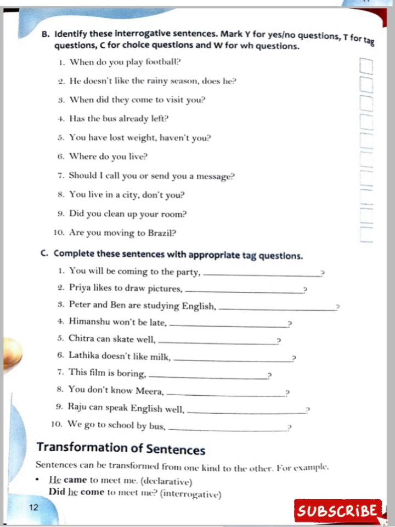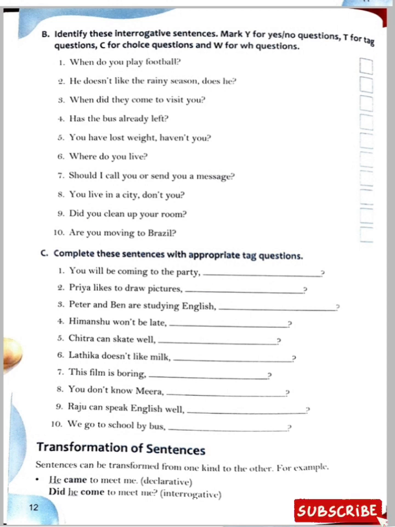Complete these sentences with appropriate tag questions. You will be coming to the party, won't you? Priya likes to draw pictures, doesn't she? Because it is a simple present tense, likes is there, so we'll use does. Okay. Priya likes to draw pictures, doesn't she? Peter and Ben are studying English, aren't they? Himanshu won't be late, will he? Chitra can skate well, can't she? Latika doesn't like milk, does she?